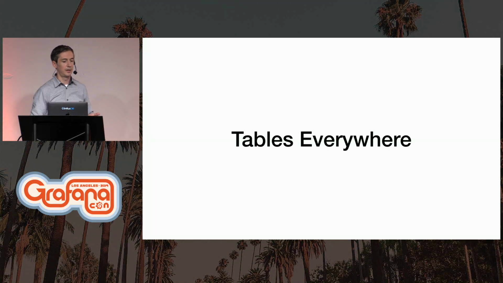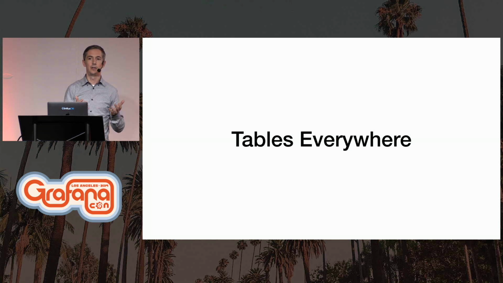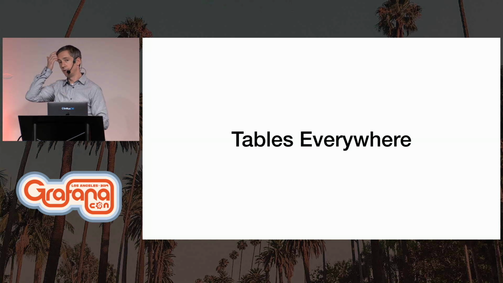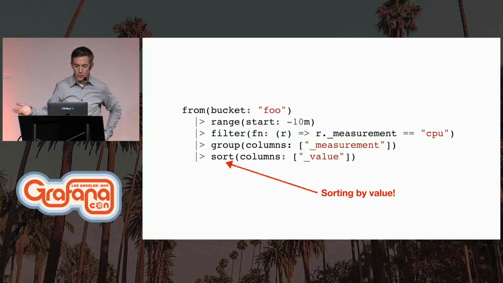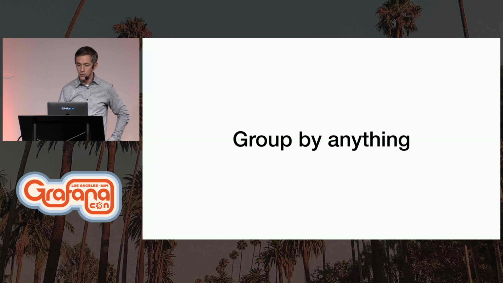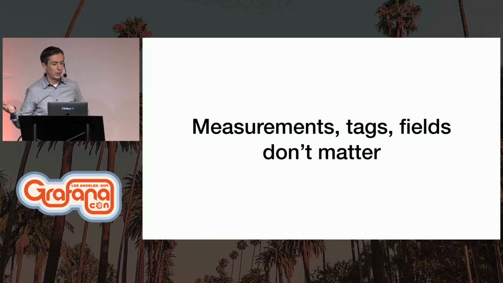So the thing about Flux is, to the Flux engine, it has nothing to do with the InfluxDB data model. It sees tables everywhere, just like Arrow does. This means there's no limitations on what you can do with your data, whether it's a measurement, a tag, a field, or a value. It also means, remember that PromQL transpiler? Someday soon, you may be able to query your CSV files with PromQL. So we can do things like sorting by any column. We can group by anything. Like I said, we can do math across measurements. We can do anything we want.